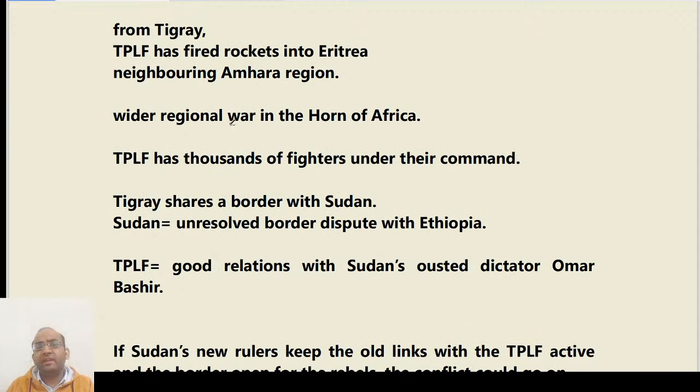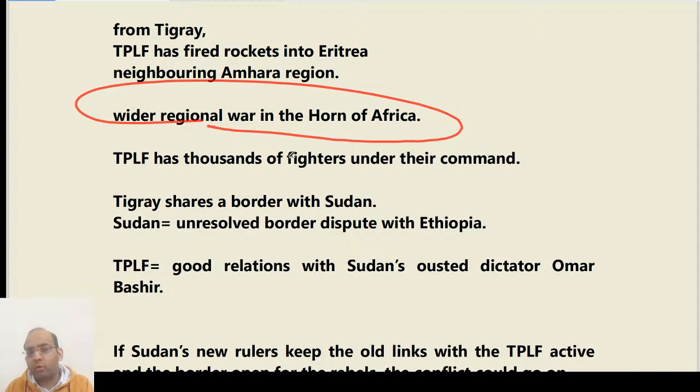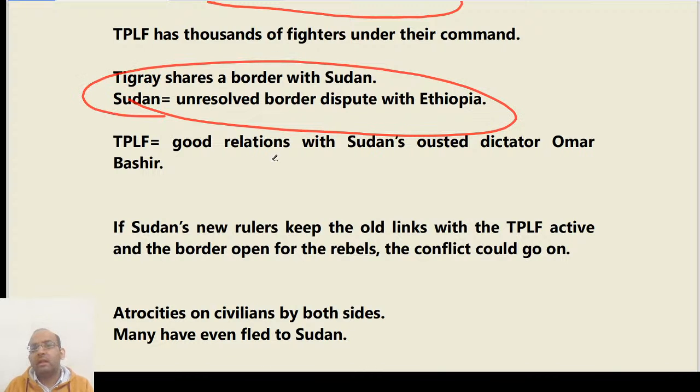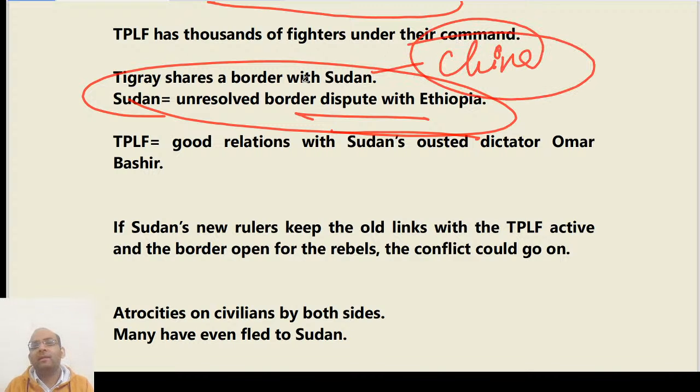Then there would be a wider regional war in the Horn of Africa that I have already explained. And Tigray also shares a border with Sudan. And Sudan has an unresolved border dispute with Ethiopia. Sudan is basically China. Just like Pakistan has a border relationship with China and China has a border dispute with India and China supports Pakistan, similarly Sudan supports TPLF.